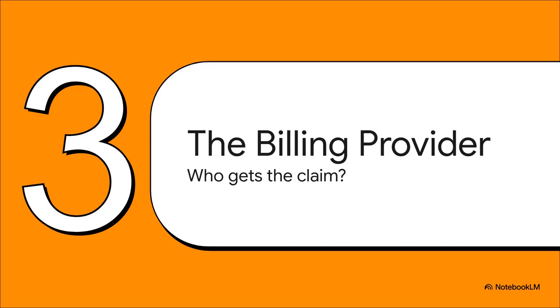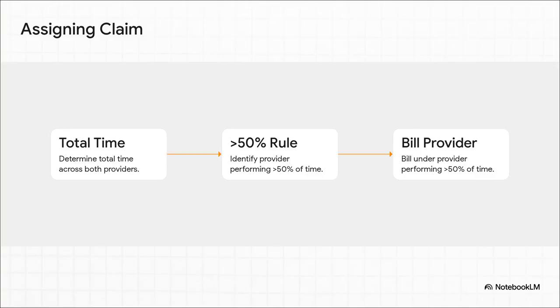Okay, Section 3, identifying the billing provider. Who gets the claim? Identifying the billing provider actually follows a super logical three-step decision tree. Step 1. You combine the total time spent by both the physician and the NPP on the date of the encounter. And yes, this includes face-to-face time with the patient, plus non-face-to-face time like reviewing records.